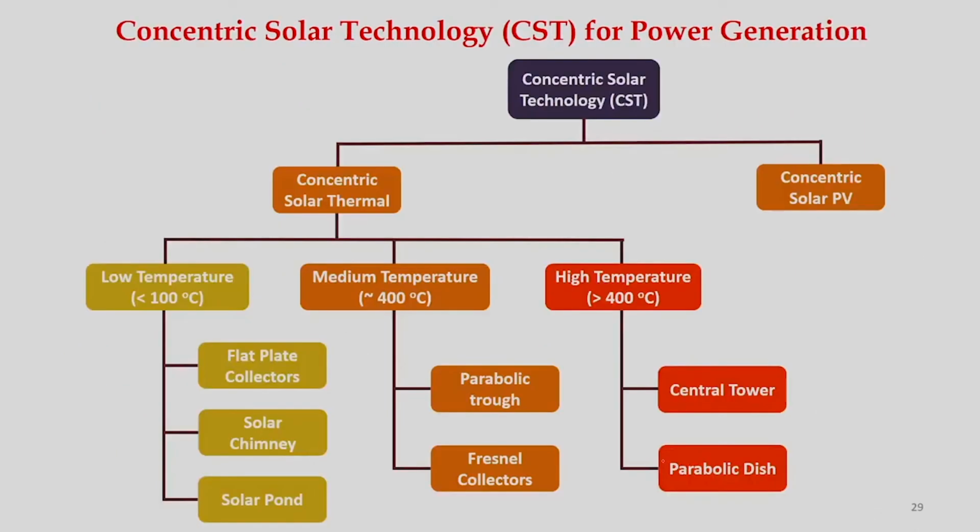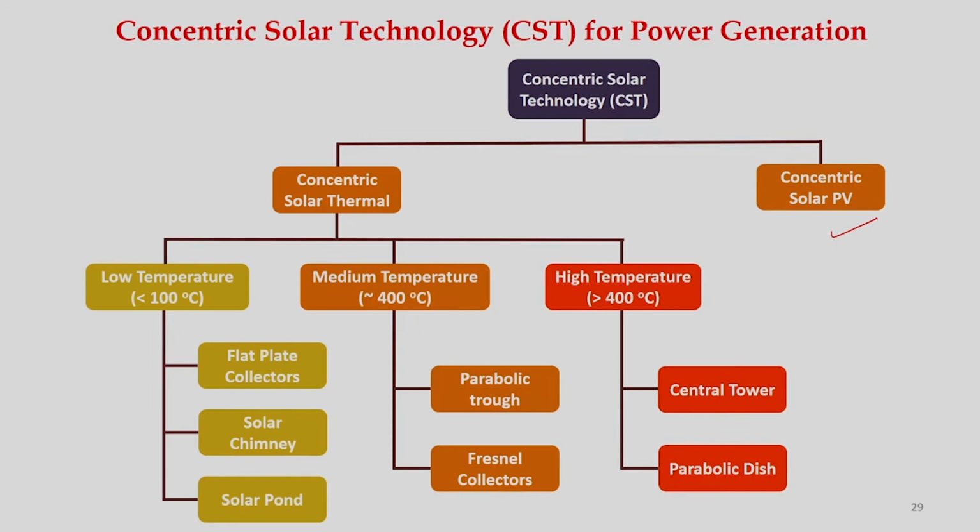Also, we can see the different technologies which can generate electricity. We have two ways of generation of electricity. The first is concentrated solar PV or solar PV technology, and the second one is solar thermal. There are different categories again, like low temperature applications, moderate temperature applications and high temperature applications.